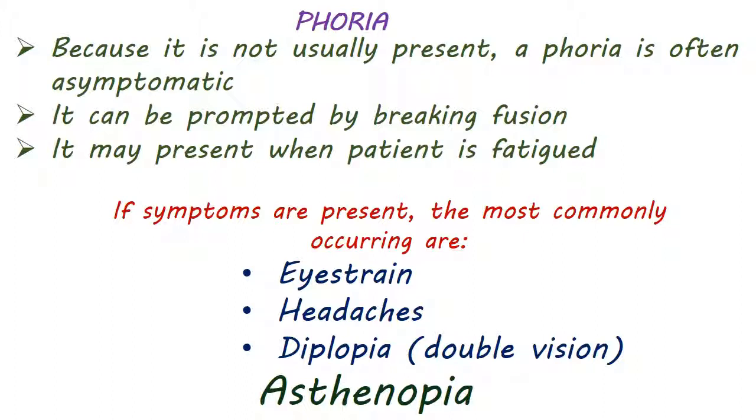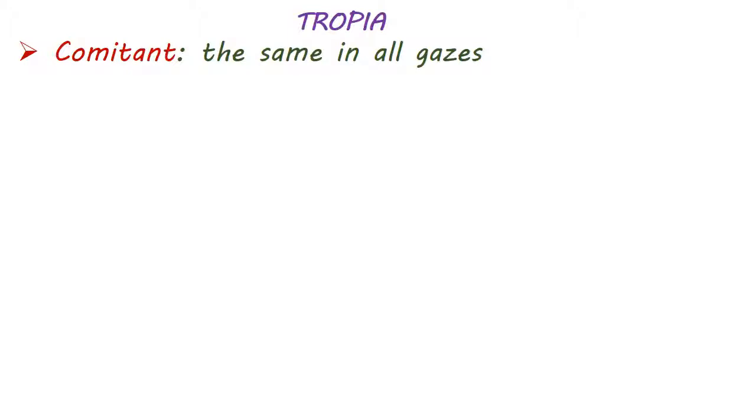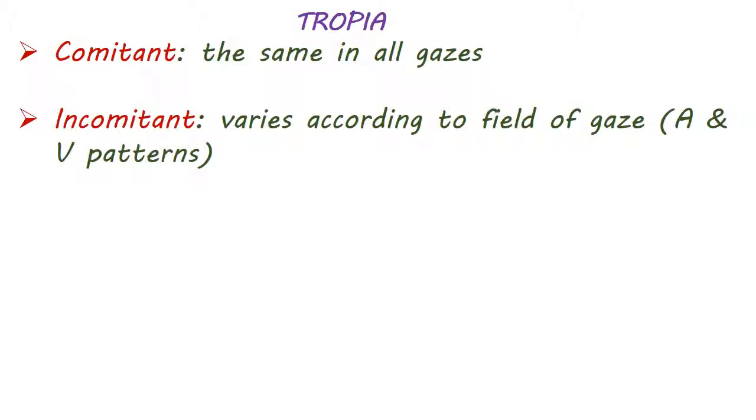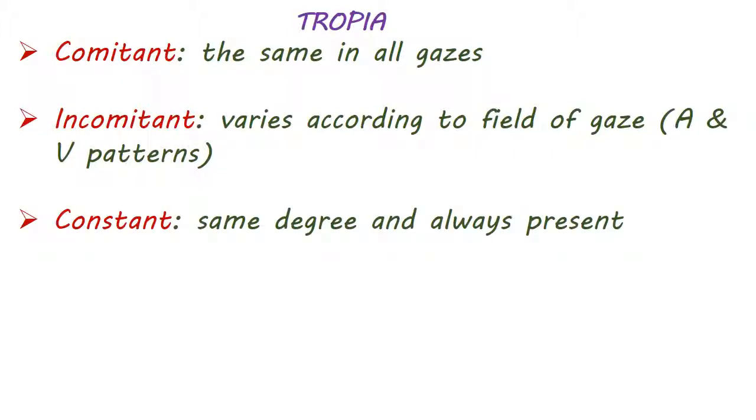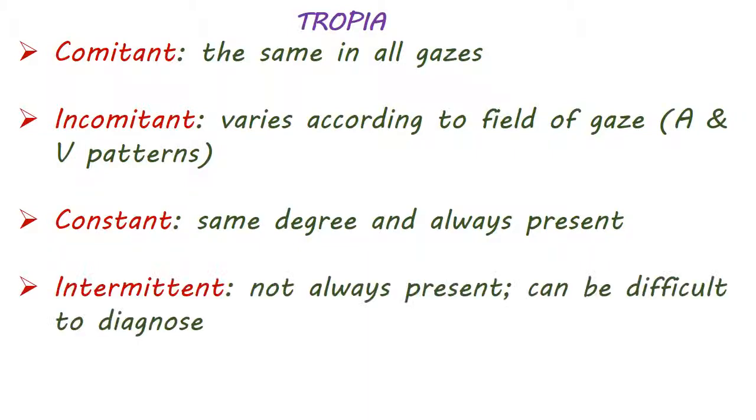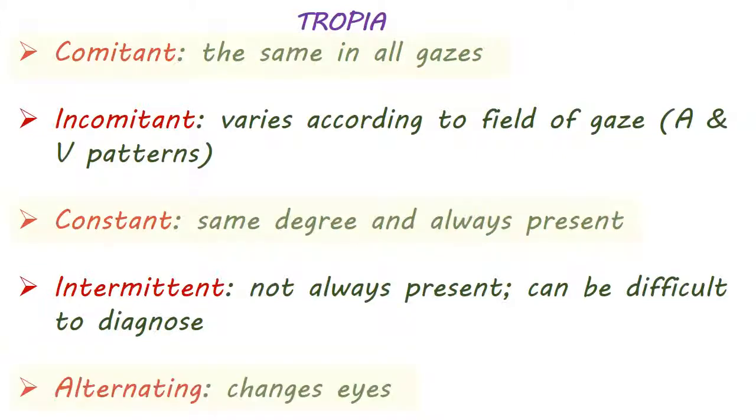asthenopia symptoms. With tropias, there are several different types of tropias. Some of them are the comitant, which is the same in all gazes. The incomitant, that degree varies according to the field of gaze. A and V patterns are examples of these. We have the constant tropia, which is the same degree, always present. Intermittent, which is not always present. That can be a little bit more difficult to diagnose because sometimes it's there, sometimes it's not, sometimes it seems a tropia, sometimes it's a phoria.